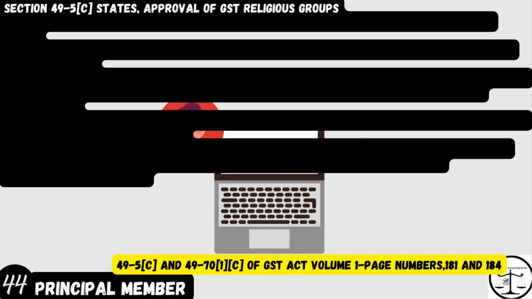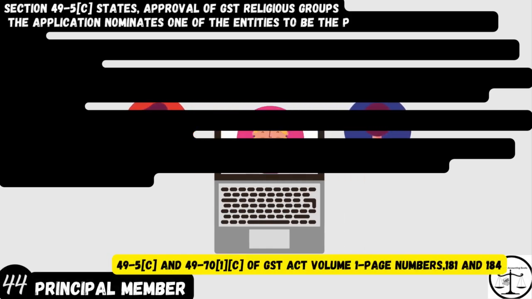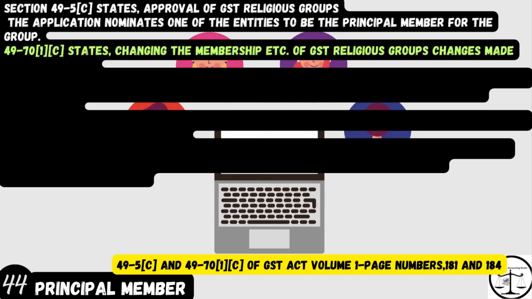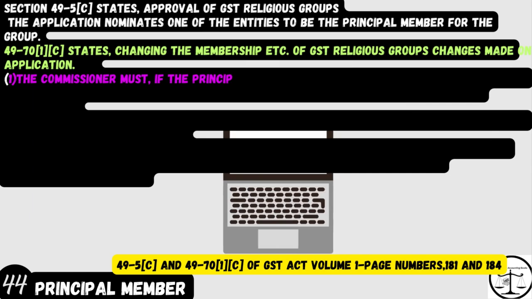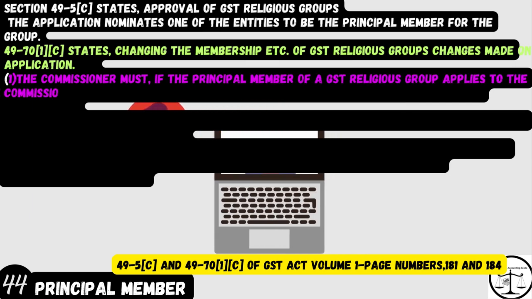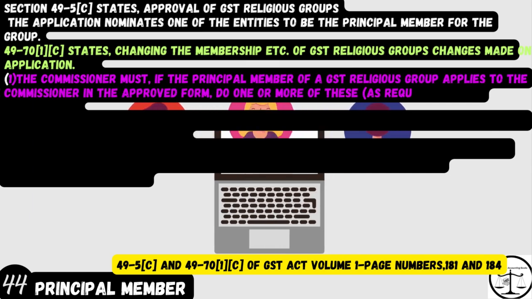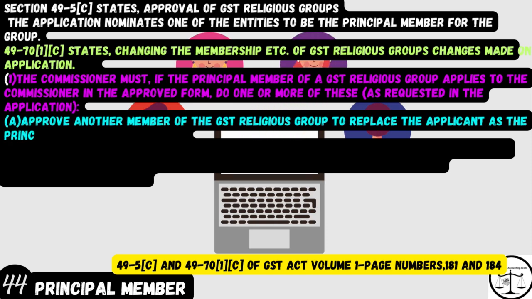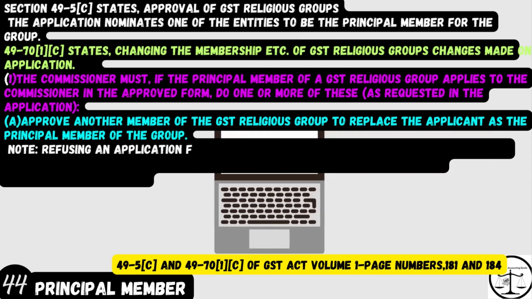Section 49-5(c) states, approval of GST religious groups. The application nominates one of the entities to be the principal member for the group. 49-71(c) states, changing the membership etc. of GST religious groups, changes made on application.